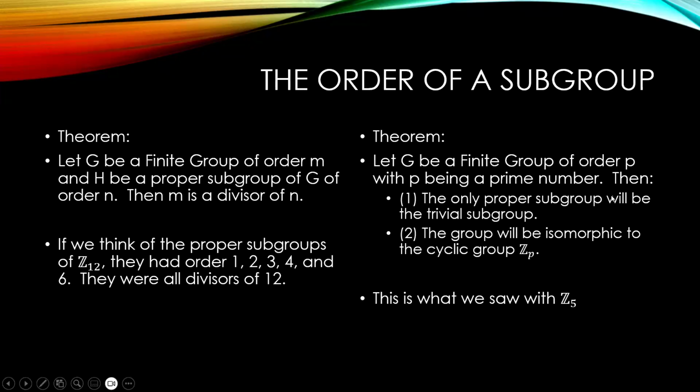And so now in the case of 5, well, 5 is a prime number. Let G be a finite group of order P, where P is a prime number. Then the only proper subgroup will be the trivial subgroup. Essentially, the identity element all alone is the only proper subgroup. And the group will be isomorphic to the cyclic group ZP. So no matter what, if you have a finite group of order P, it is guaranteed to be a cyclic group. And that's what we saw with Z5. Z5 was guaranteed to be the cyclic group.